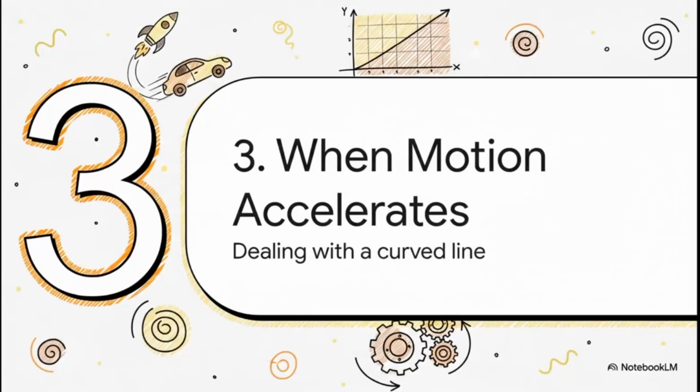Trainee, warm-up's over. Now for the real world. Because out there, things rarely move at a nice, constant speed, right? They speed up, they slow down, and on our graphs, that shows up as a curve. Let's figure out what that glitch in the data is telling us.